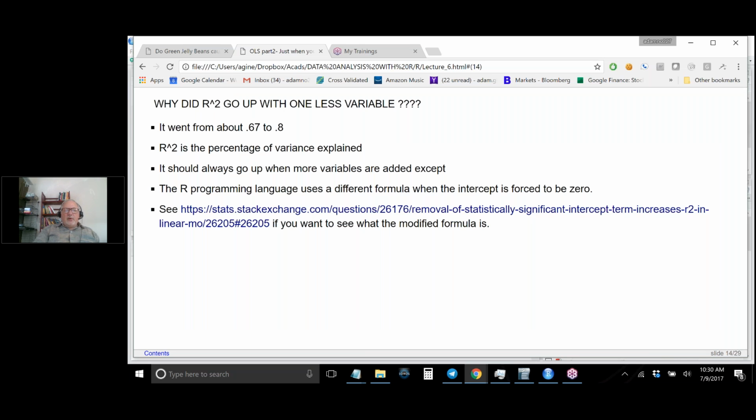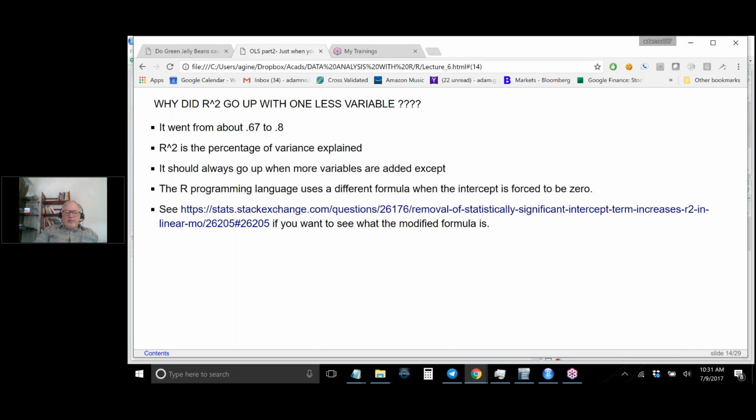So why did the r squared go up with one less variable? R squared is the percentage of variance explained. When you add more variables, you can always explain more of the variance because you can always set the coefficient of the new variable to 0 and get the old model as a subset. So when you add more variables, r squared goes up. And yet here it is, we remove a variable and it goes up. That shouldn't be. What's going on?